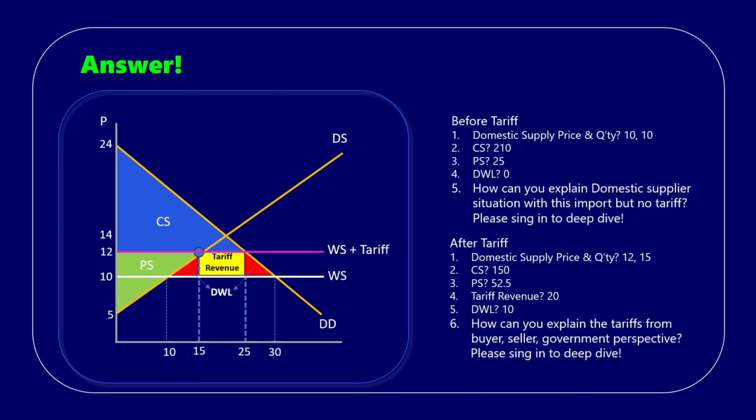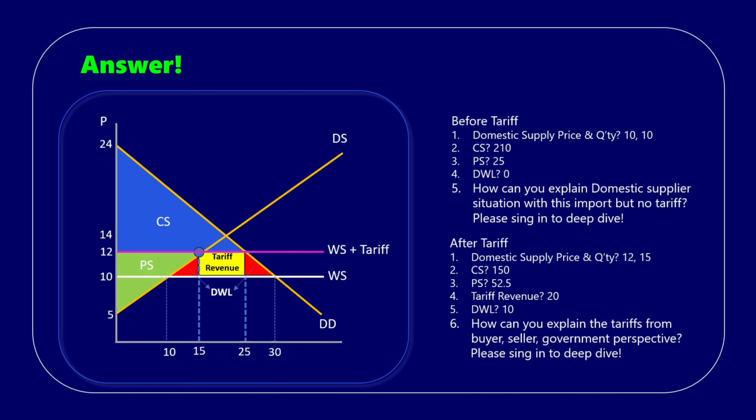Okay, let's go through this quickly so you can go back to doing whatever you're doing. Before the tariff, the world price is 10, and at that price, domestic producers supply 10 units, while consumers demand 25 units. So the remaining 15 units are imported. Consumer surplus here is large, and producer surplus is much smaller. And there's no deadweight loss here because trade is fully efficient.